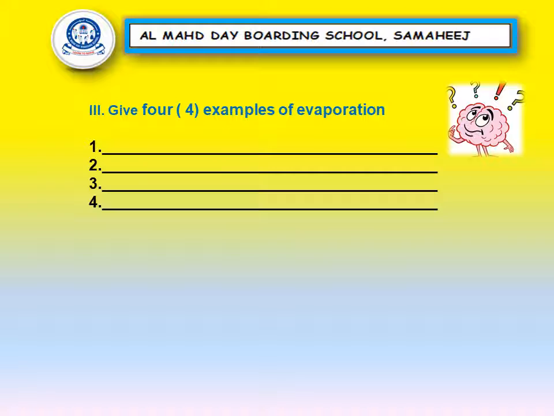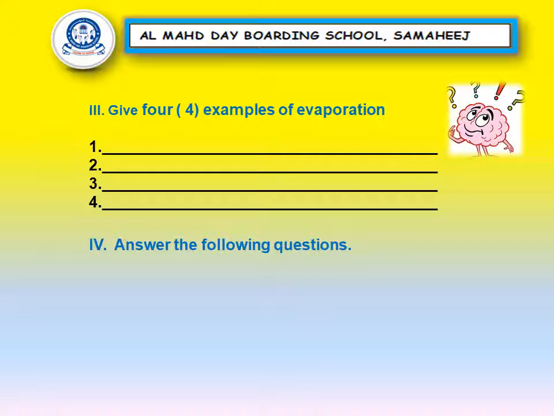For part 3 of Assessment number 1, you're going to give 4 examples of evaporation. You're going to write 4 different examples of evaporation. I'll give one example: drying clothes under the sun.